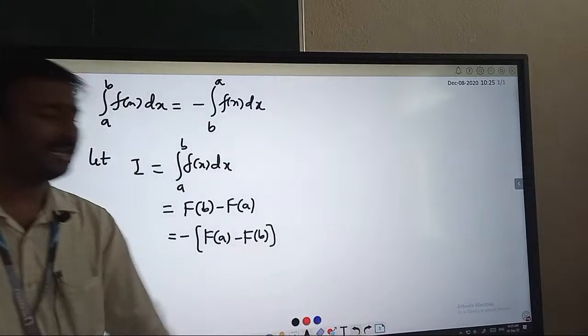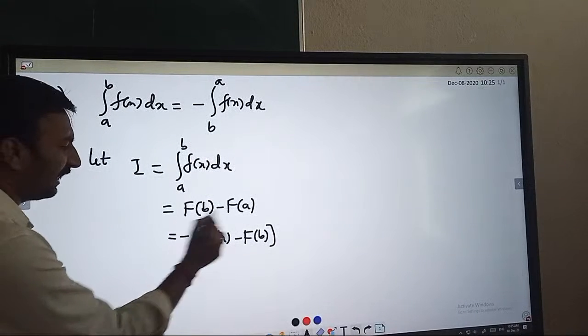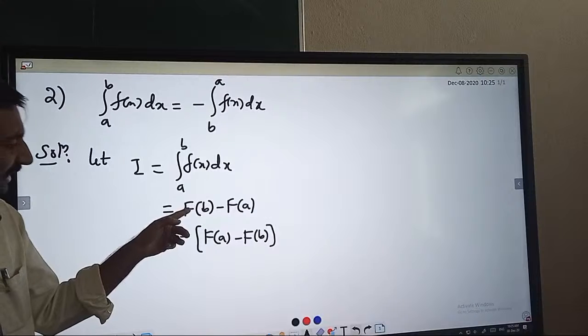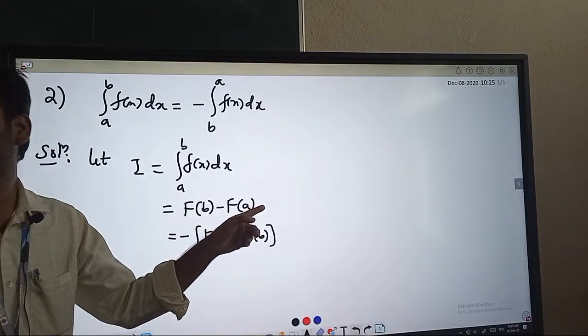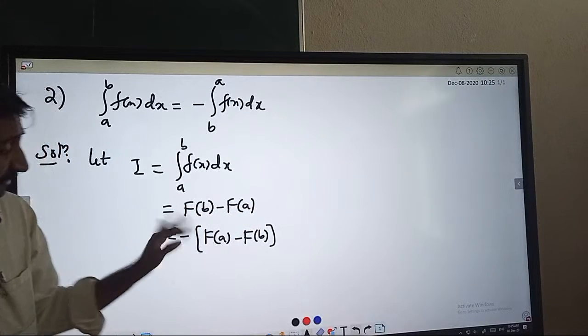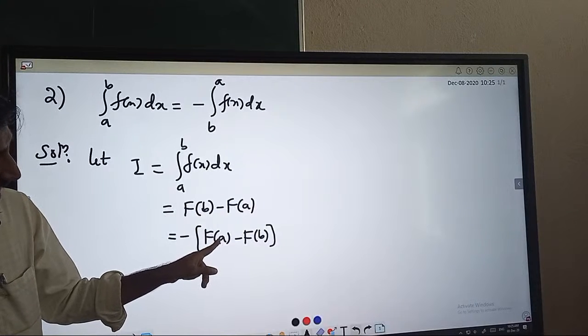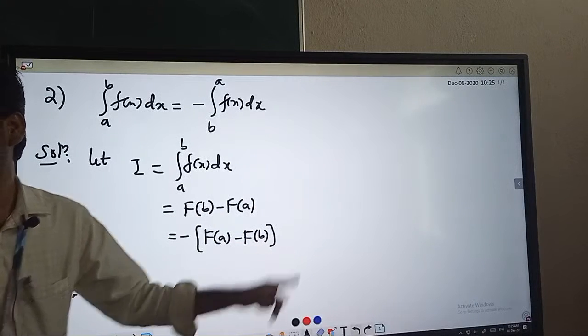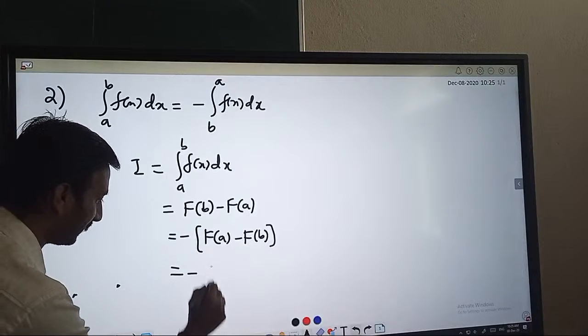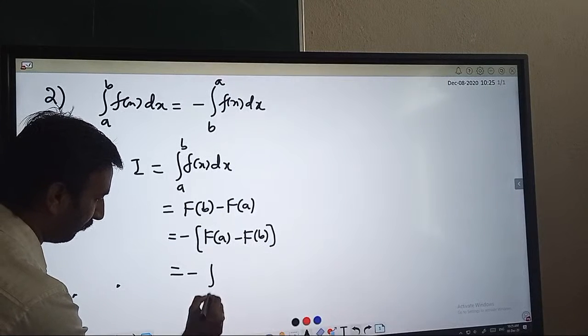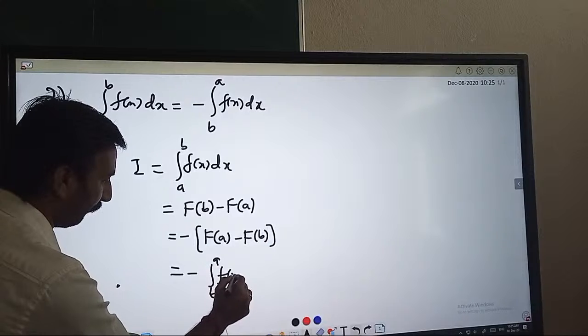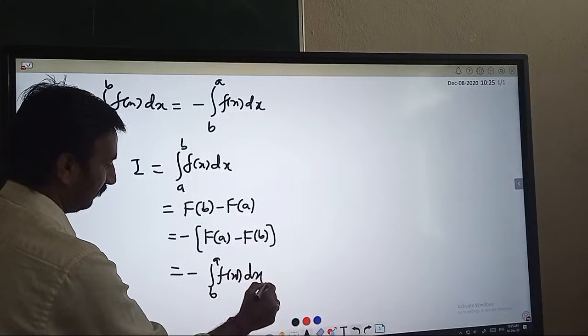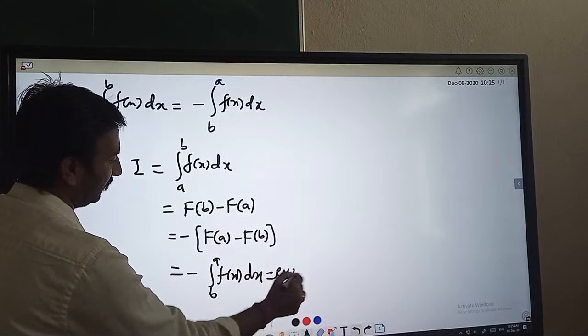But what does the rule tell? Suppose I write like this, anyone can say that this is the upper limit and this is the lower limit. If it happens like this, leaving the minus, anyone can say that this is the upper limit and this is the lower limit. Correct? So you say that it is minus of integration from b to a f of x dx. This is my RHS. Correct?